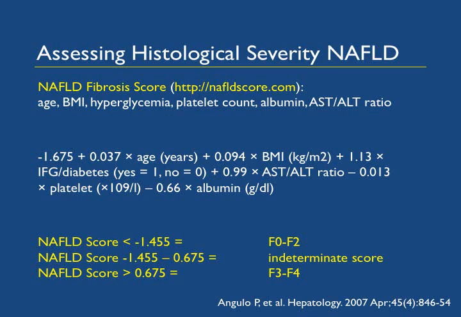The NAFLD score less than negative 1.455: these are patients who are more likely to have very mild disease, that is F0 to F2, so either no fibrosis or mild degree of fibrosis. And then patients who have a score greater than 0.675 are more likely to have F3 or F4, and that is bridging fibrosis or cirrhosis.